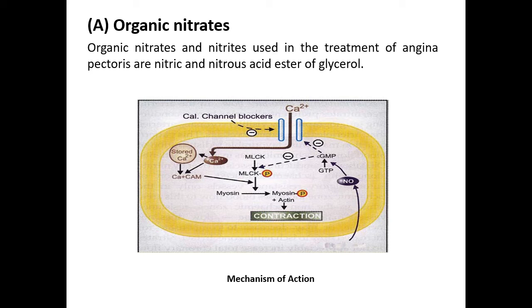When there is reduced phosphorylation of MLCK, that is the active form of MLCK, then it is unable to activate the myosin into the myosin phosphorylated form, and it is unable to bind with actin and produce contraction. And the second action is the blockade of calcium channel.